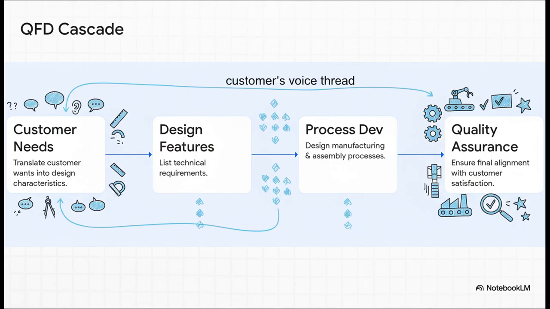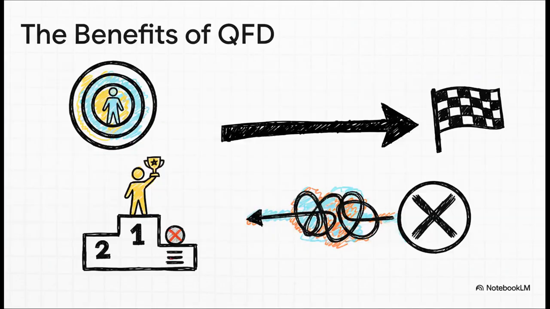The technical hows from our first house, those design features, they become the whats for the next phase, which is all about process development. And then those processes become the whats for the quality assurance phase. It creates this unbroken line that connects the very first customer request all the way to the final checks on the production line. So to sum it all up, the benefits are pretty clear.